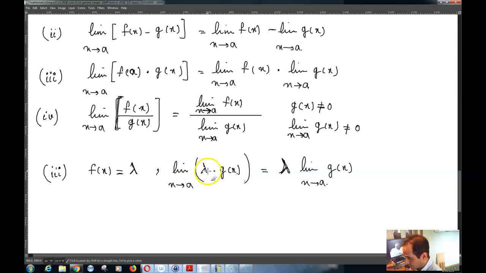So you can think of this as just one function. For example, something like f of x is equal to 3. Then the value of the function is going to be constant all over the domain of the function, so it would always be 3, so you can take the 3 out and then take the limit of g of x as x tends to a.